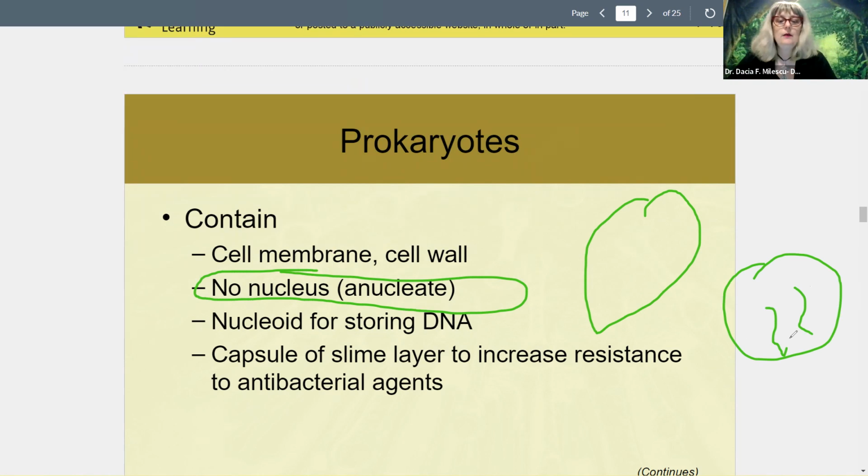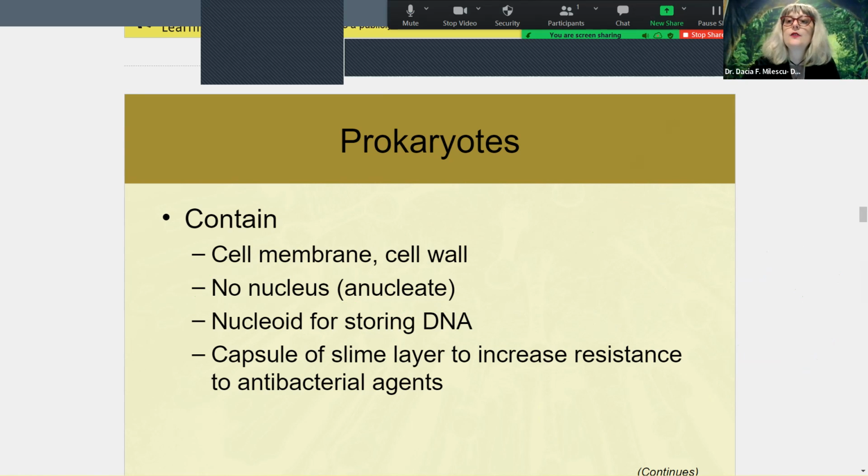Okay, or RNA, but it's mainly DNA. RNA is more, think about more like viruses. All right, so we're just going to say DNA. We have a very simple structure called a nucleoid, which will store the DNA, but not as complex as a nucleus. And some of the bacteria will have a slime layer, which increases the resistance to antibacterial agents like antibiotics.